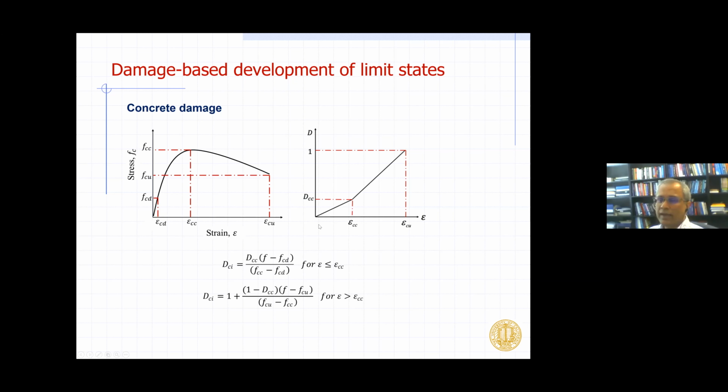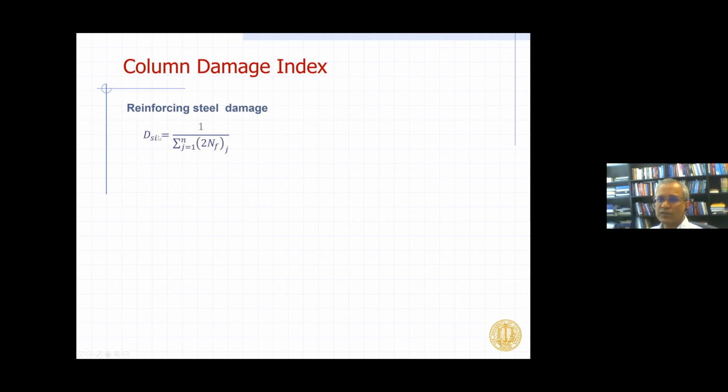And we came up with a model for how damage will progress before it reaches the crushing and after. So initially the damage progression will be at a certain rate, which will then increase once you hit the peak, and then you see the softening portion. So you have a concrete damage index. Likewise for steel, we primarily use a fatigue-based model where 2N_f is the number of half cycles to failure.